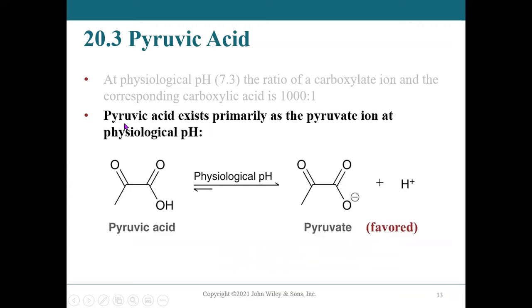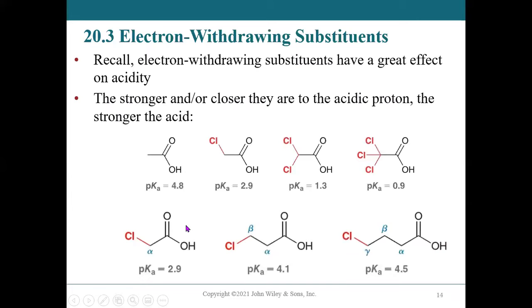For example, pyruvic acid exists primarily as a pyruvate ion at physiological pH, and here is the equilibrium again. So this ion is favored at physiological pH. This is basic. Therefore, the pH is higher than the pKa of those acids.